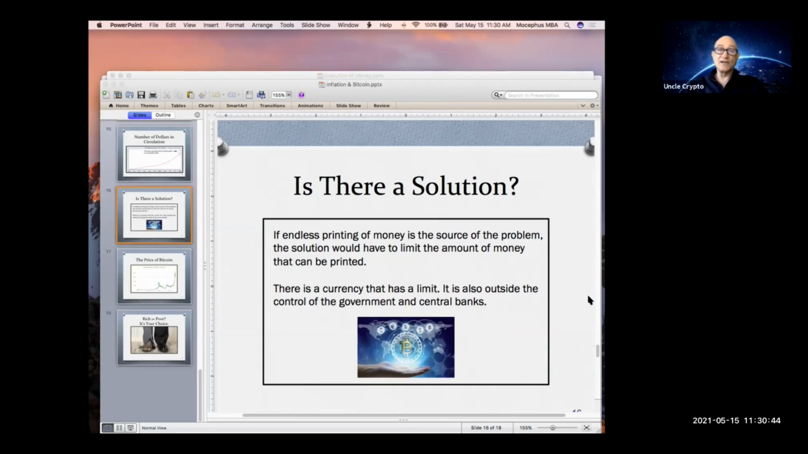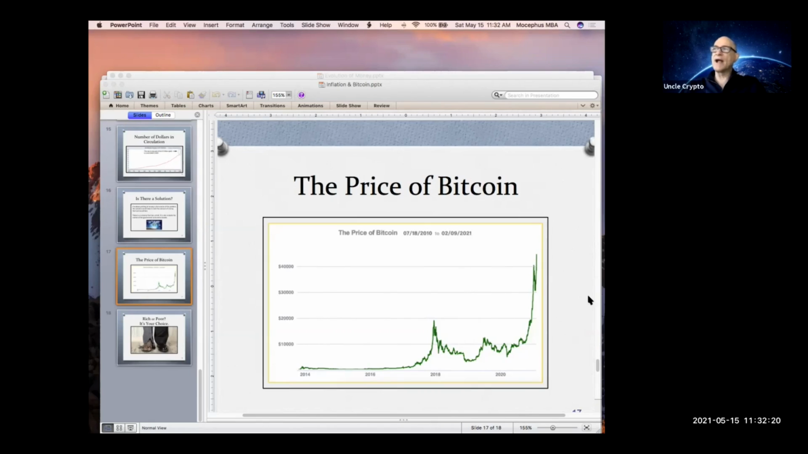Now, there is a currency that has a limit, and it's also outside the control of the government and the central banks. And that might be a solution. Here's a graph of the price of Bitcoin. And the reason I have Bitcoin up there is because Bitcoin has a limit on it. Bitcoin, there'll never be more than 21 million Bitcoins. But we're looking at something that has a limit because that forces the governments to stay in line.